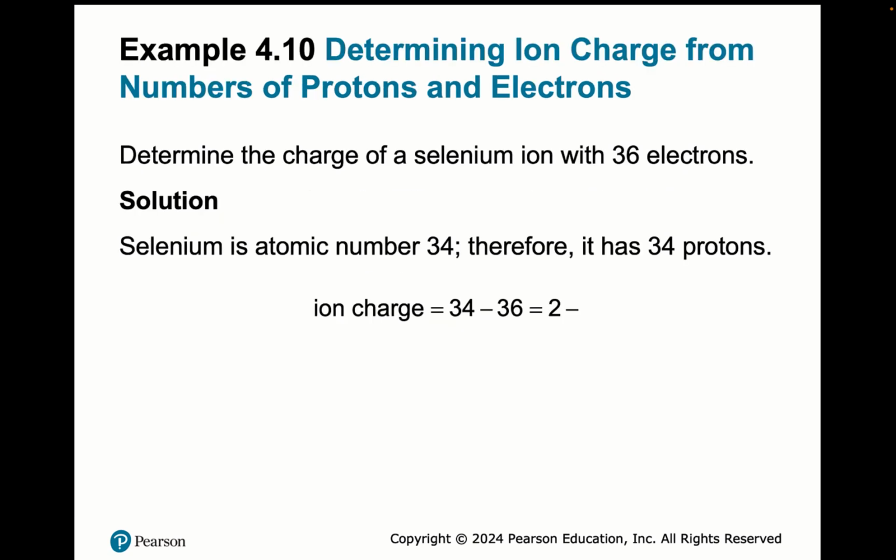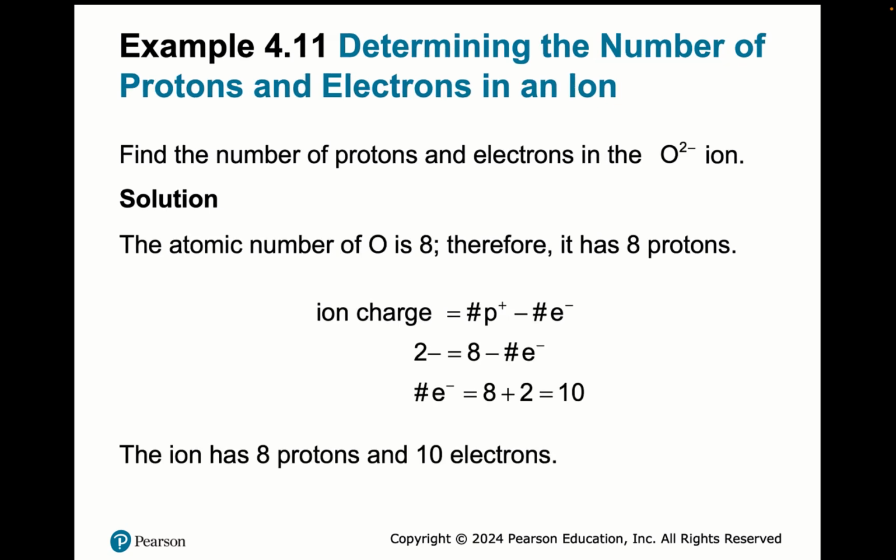Determine the ion charge from the number of protons and electrons. Determine the charge of a selenium ion with 36 electrons. The atomic number of selenium is 34, so it's 34 protons, and there are 2 extra electrons. That means it has a -2 charge. Just looking at the relative number of electrons and protons, since there are 2 more electrons, it has 2 more negative charges.